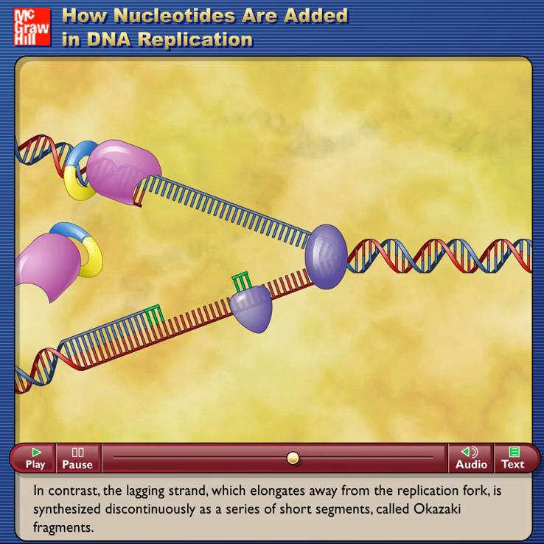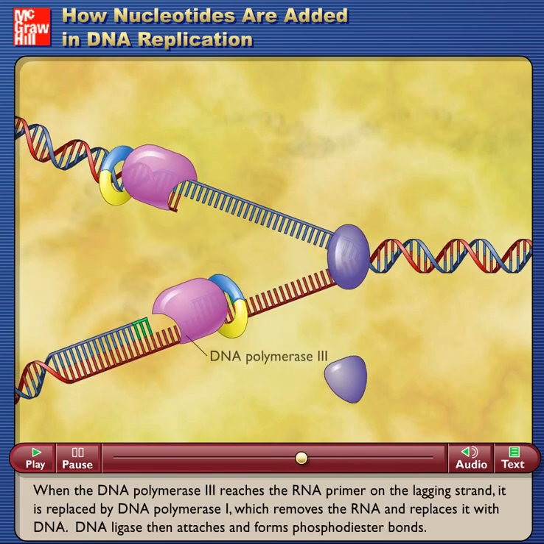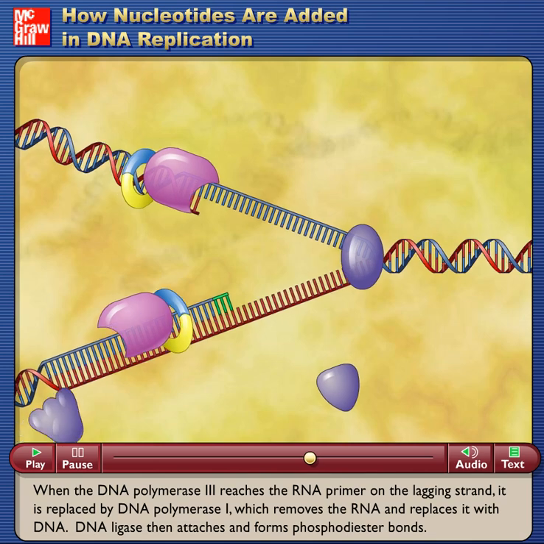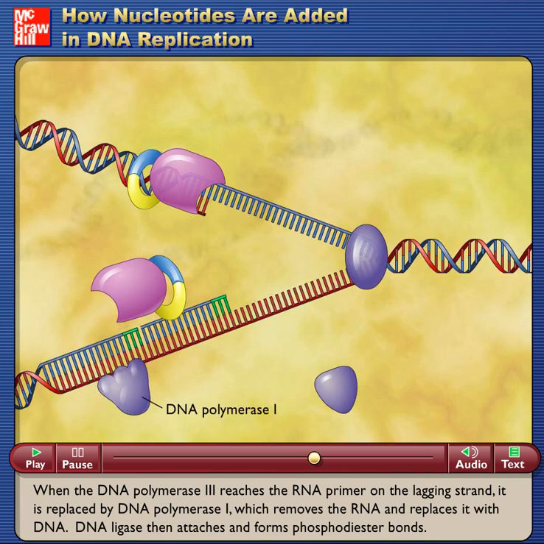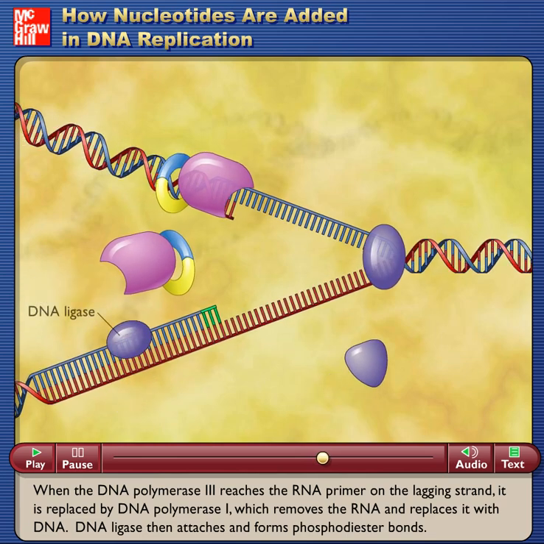segments called Okazaki fragments. When the DNA polymerase III reaches the RNA primer on the lagging strand, it is replaced by DNA polymerase I, which removes the RNA and replaces it with DNA. DNA ligase then attaches and forms phosphodiester bonds.